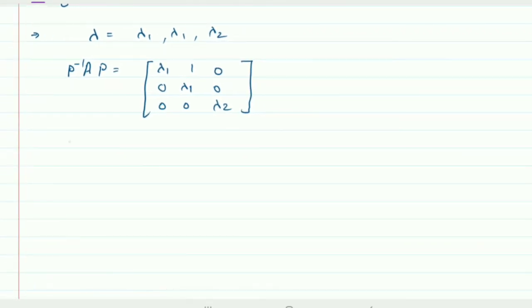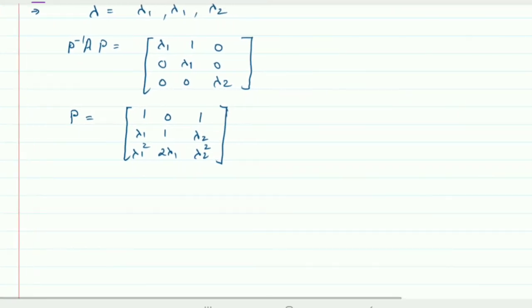And in that case the P matrix will be slightly different. The P matrix will be 1, lambda 1, lambda 1 square. The first column will be the same, but for a repeated value we will have 0, 1, 2 lambda 1. Similarly, the third value is distinguished. This is a different value, so we can have a normal lambda 2 square, and we will have the new P matrix like this.